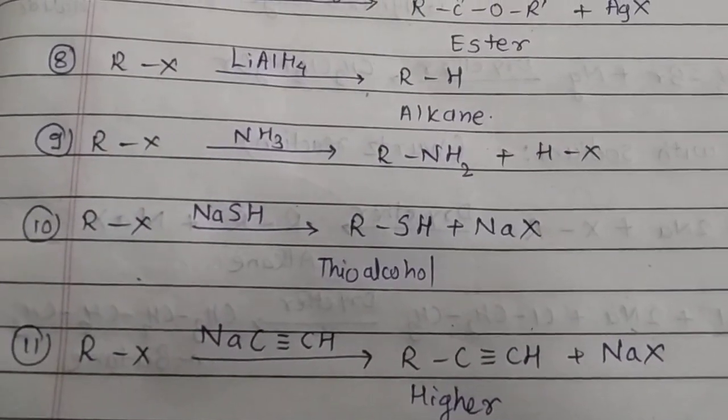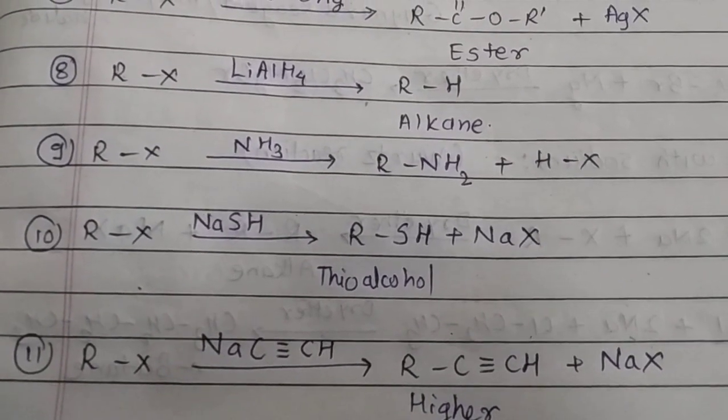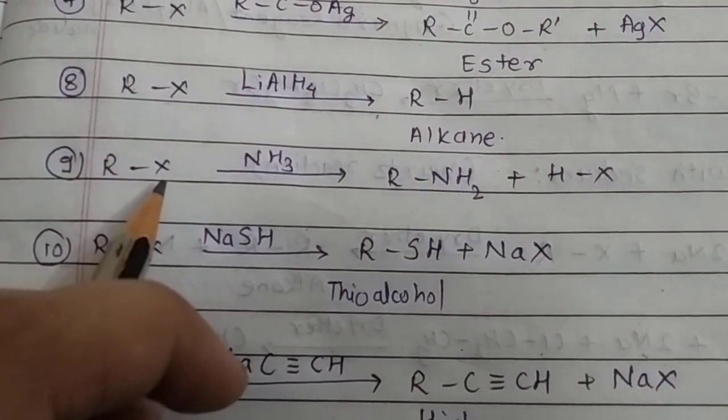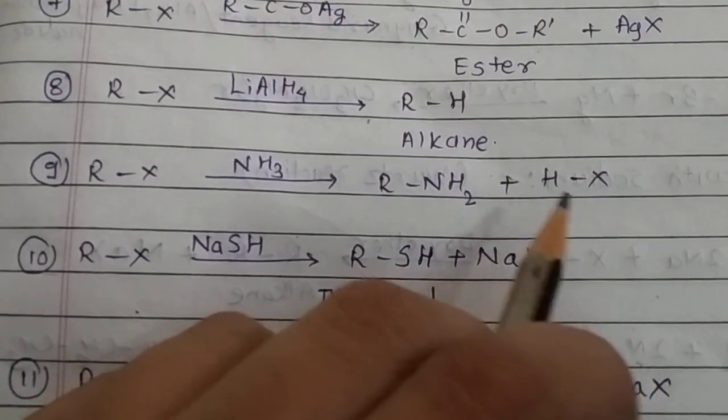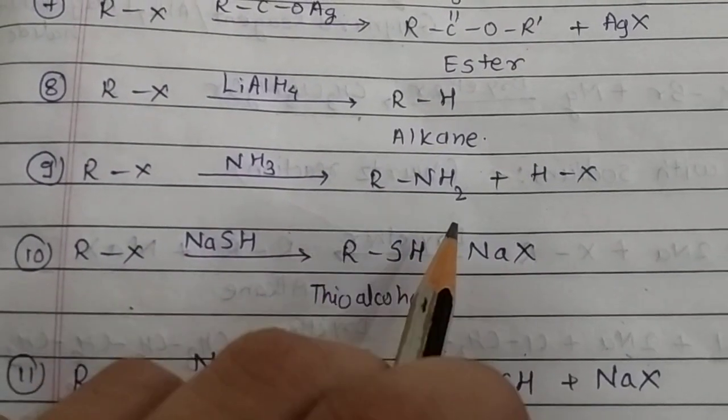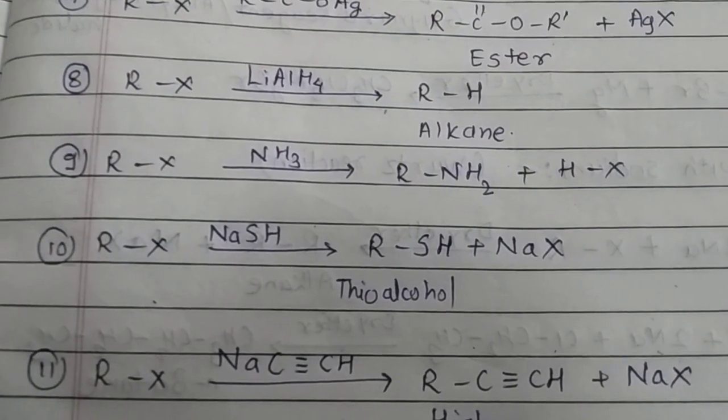Then next with ammonia. So ammonia splits as NH2 minus and H plus, so that H plus goes with halogen, HX is the byproduct, and NH2 minus attaches to R because it is positive, so RNH2 is the product.